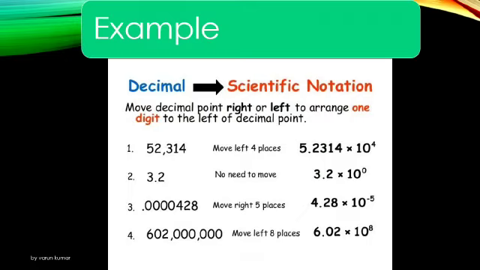Now we have to count how many digits we shifted. So see here, 0.00004. It means how many digits? 5 digits we are shifting. So we have to write 10 to the power minus 5.